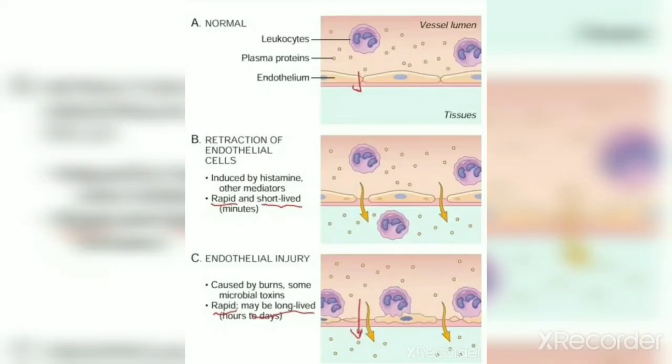As you can see, there is retraction of endothelial cells. Due to retraction, the space between endothelial cells is increased and there will be vascular leakage. Then there is also direct endothelial injury due to burns or infections, an immediate sustained response. Endothelial injury can be direct or may be leukocyte mediated. Both of them are responsible for increased vascular permeability.